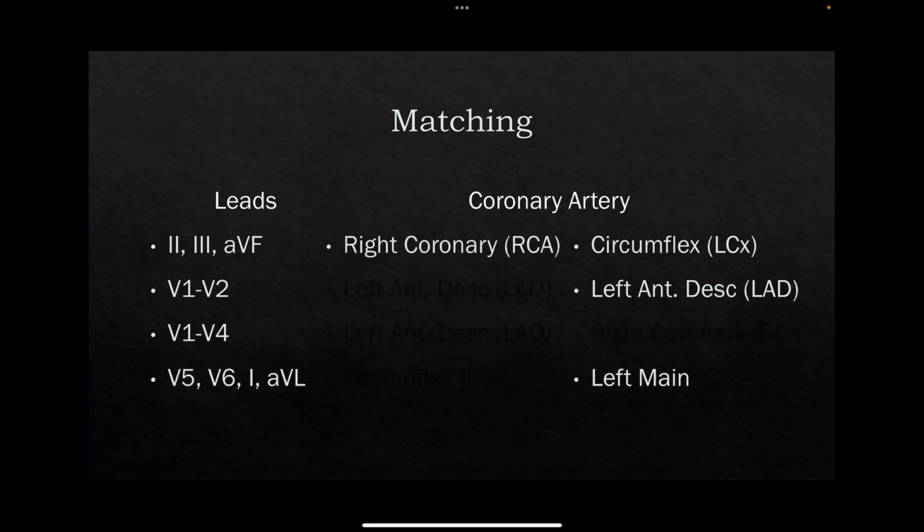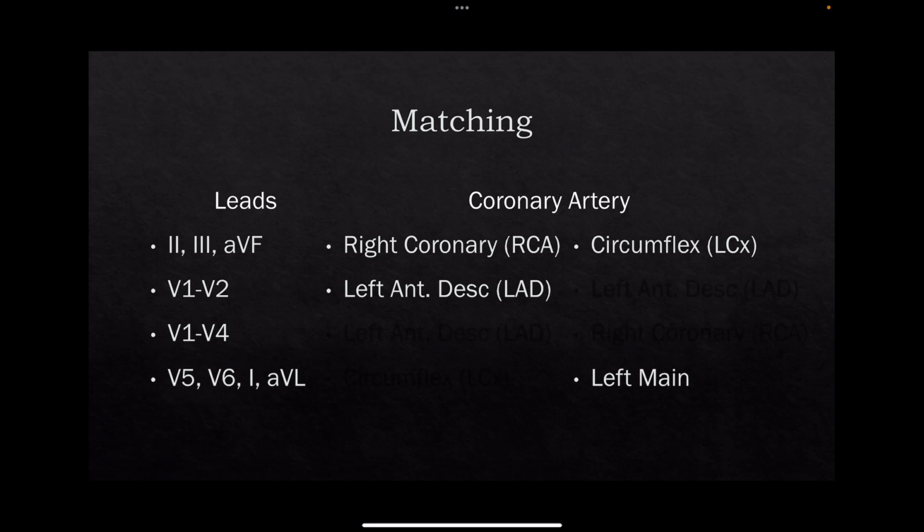This is what I'm telling you. If you don't do this in order, you'll be all confused by this part. So you have to do it in order. V1, V2. What part of the heart is that looking at? Septal. What arteries feed the septal portion of the heart? LAD. V1 through V4 is looking at what part of the heart? Anterior part of the heart.